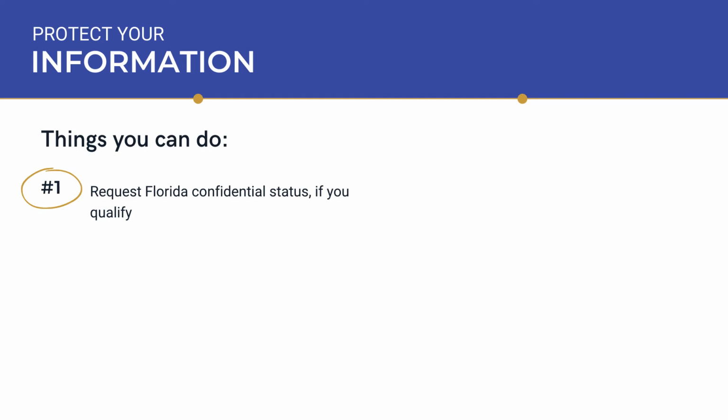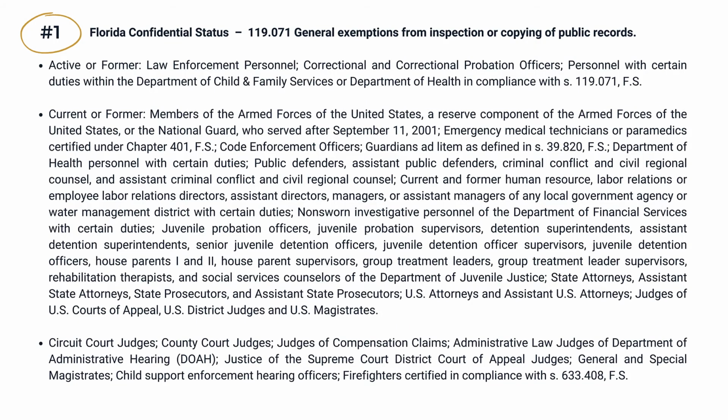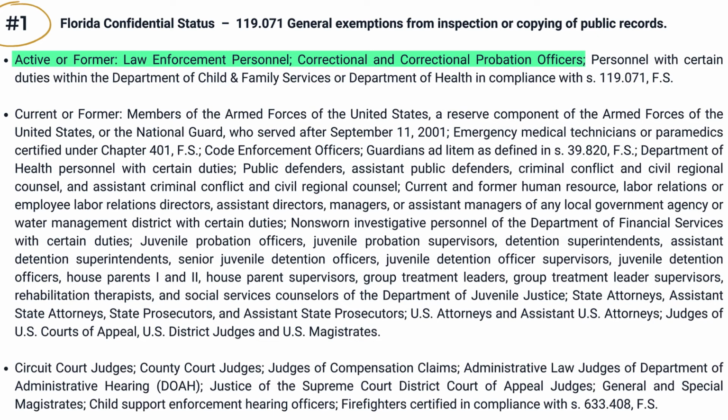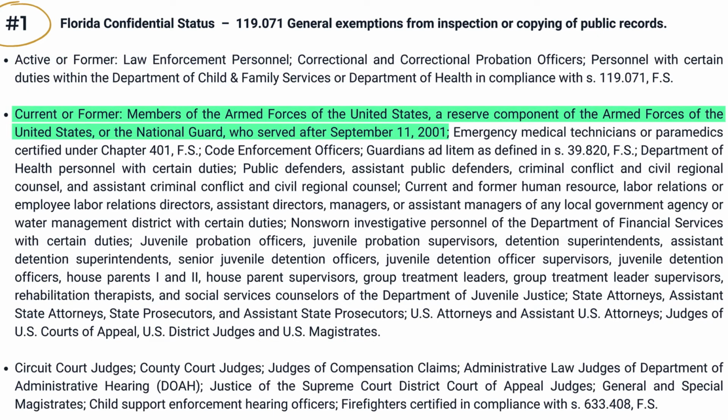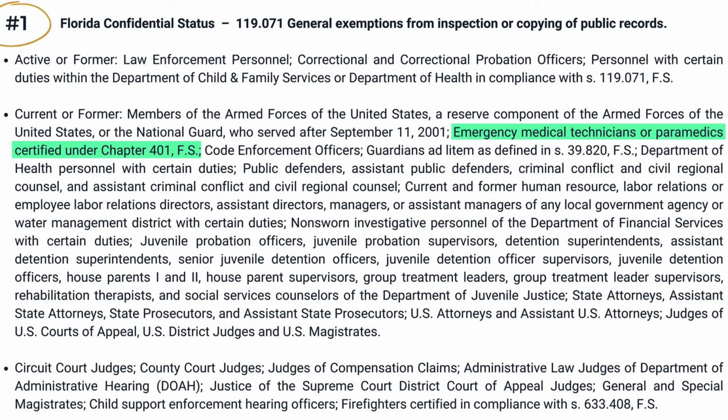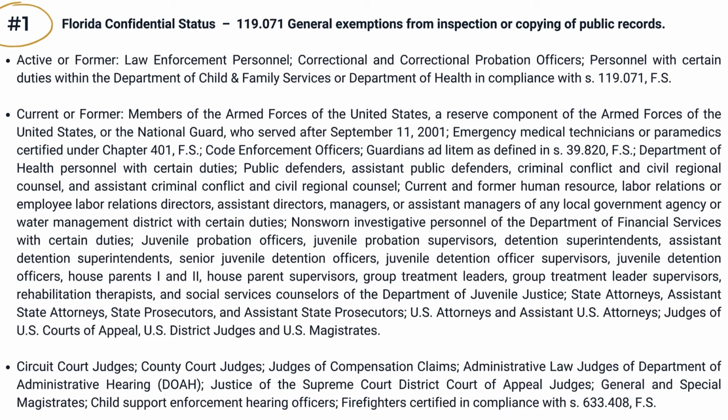When it comes to protecting your personal information, here's some things you can do. Number 1, request confidential status from public records. This is not for everyone, but here's a list of people that qualify. There's law enforcement, correctional and probation officers, military that served after 9/11, and different kinds of judges, EMTs, paramedics, and firefighters, and so on. You can find more details in the resources.